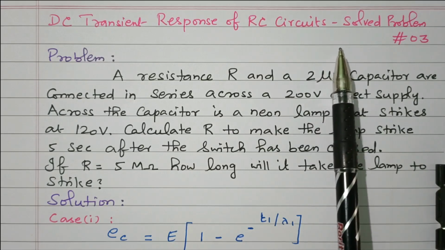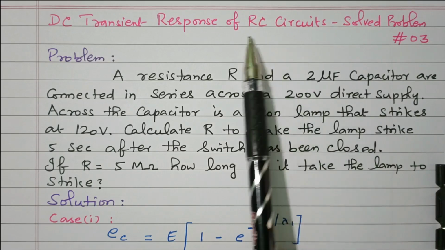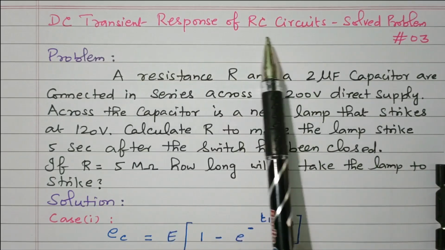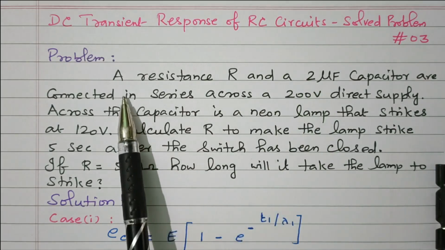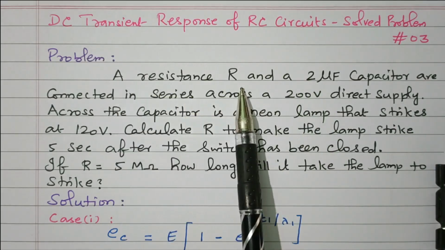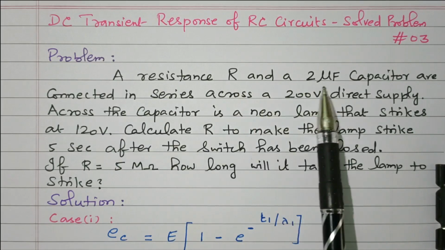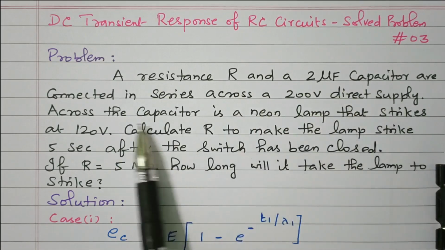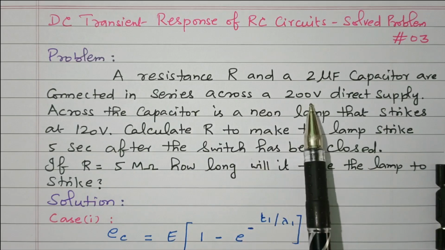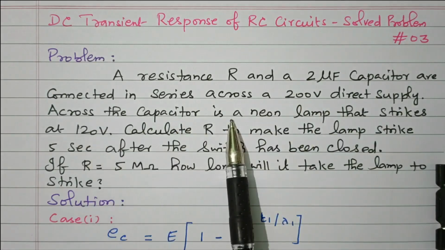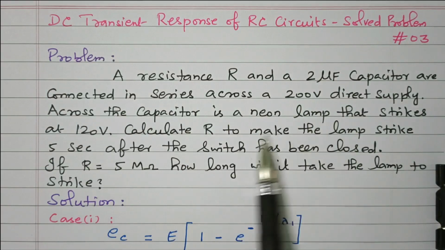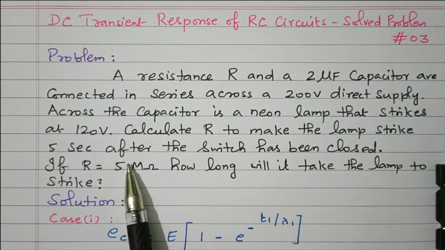Now we'll go to the topic. Problem based on the DC transient response of RC circuit, resistor and capacitor. We'll see the statement of the problem. A resistance R and a 2 microfarad capacitor are connected in series across a 200 volt direct supply. Across the capacitor is a neon lamp that strikes at 120 volts.